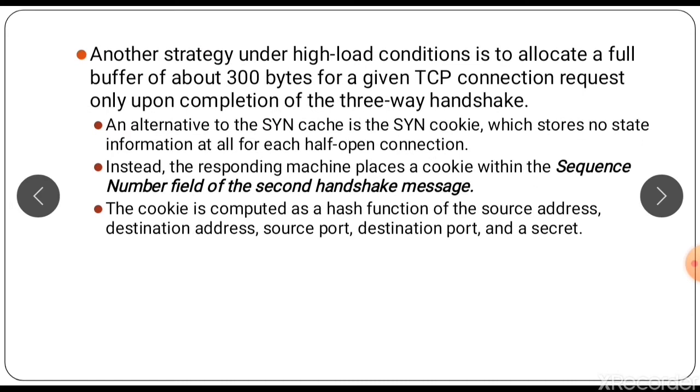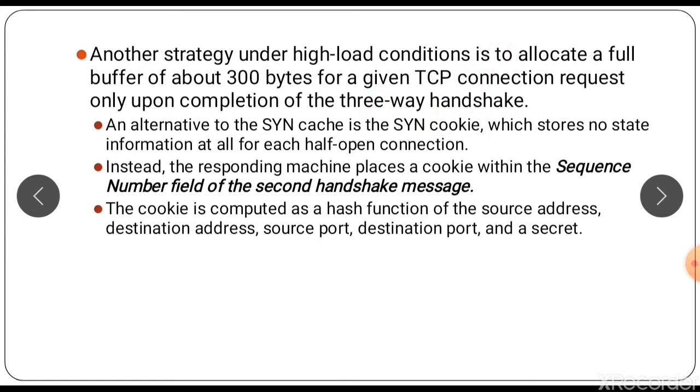Another strategy under high load conditions is to allocate a full buffer of almost 300 bytes for a given TCP connection request only upon completion of the three-way handshake. While the connection is still half open, minimal information about it is stored in a hash table called the SYN cache. This information includes the TCP sequence number and the source and destination address and port. An alternative to the SYN cache is the SYN cookies.